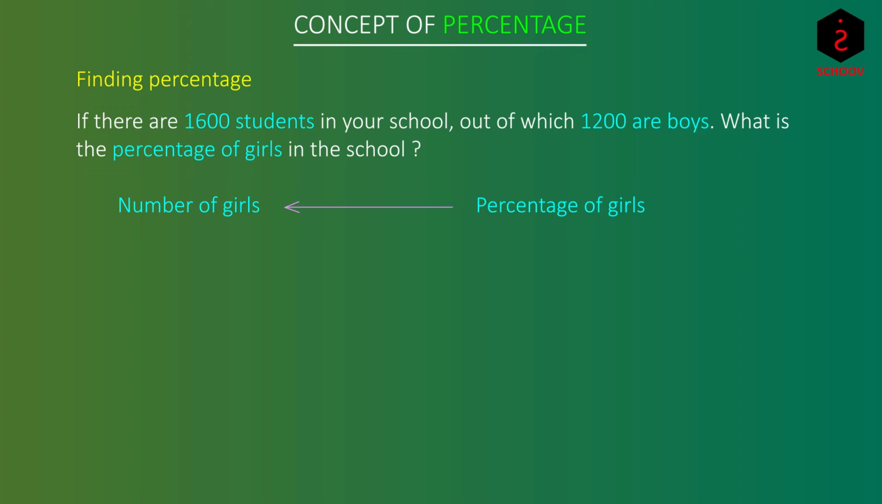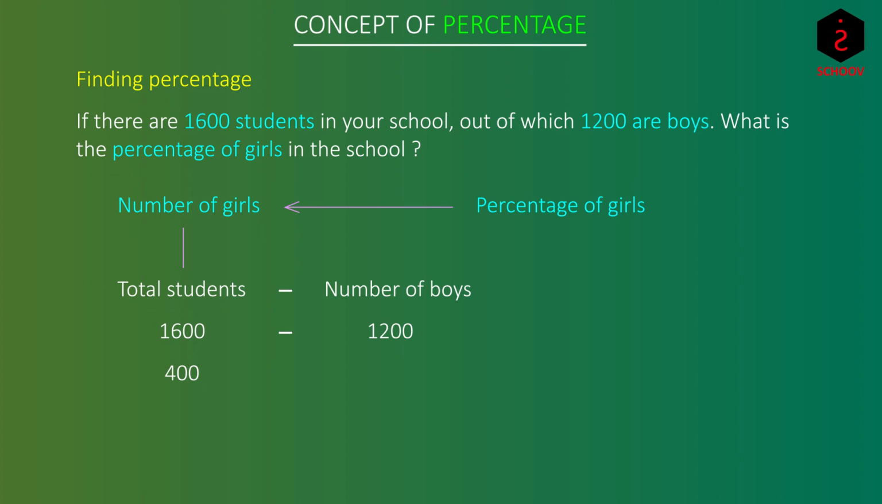Let's read the question. If there are 1600 students in your school, so the total number of students is given. So let's write that. Total students 1600, out of which 1200 are boys. So the total number of boys is given. Write that. So we can find the number of girls if we subtract the number of boys from the total number. That is 1600 minus 1200, 400. So now we know the number of girls, 400.